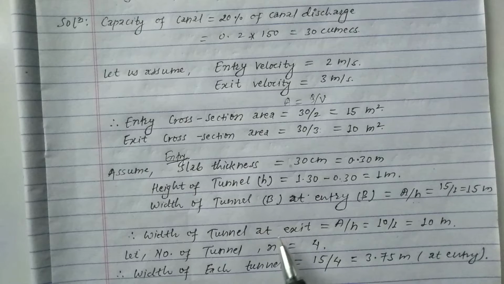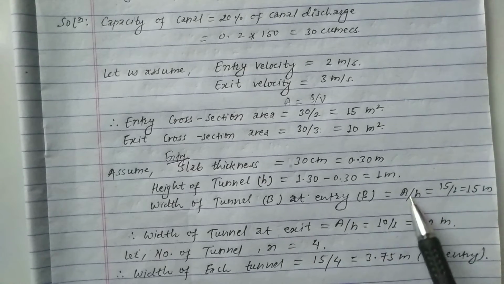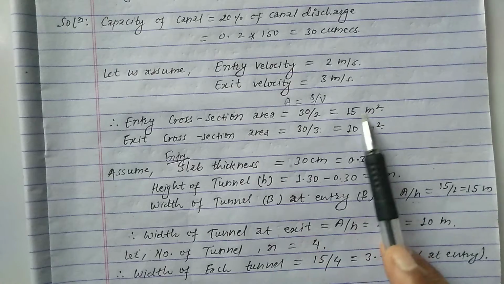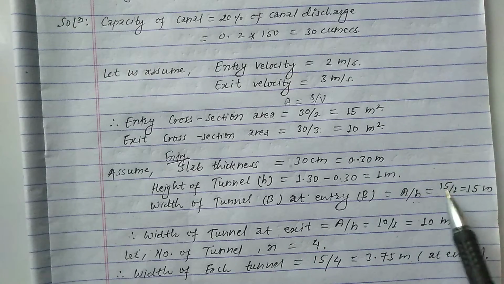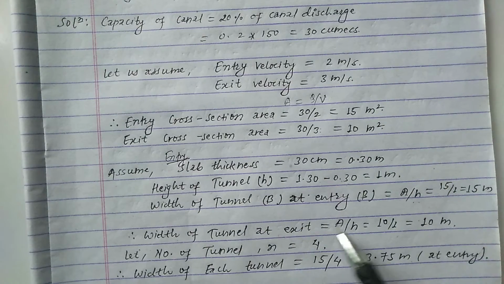Now the width of the tunnel at the exit. As calculated for the entry, we just use the same formula, but the area is different. For the entry we have area equal to 15, so we take 15, and for the exit we have the area calculated as 10, so we just take 10. And h is taken 1, then this value becomes 10 meter.